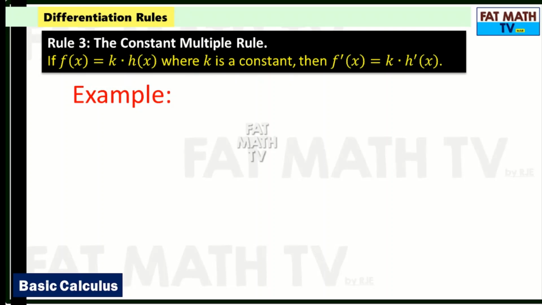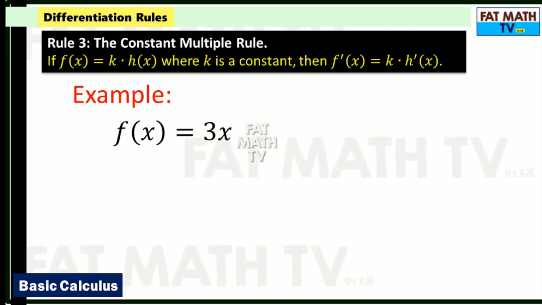Okay, let us have rule number 3. In this video, we will only have rules 1 to 4. So rule number 3, the constant multiple rule. If f of x equals k times h of x, where k is a constant, then f prime of x is equal to k times h prime of x. Meaning to say, if you have a multiple of a function, then you can just put that constant multiple outside, or you can take the derivative of the function and multiply it to the constant.